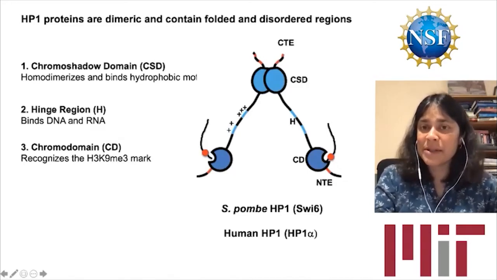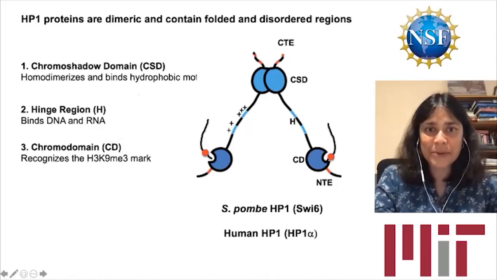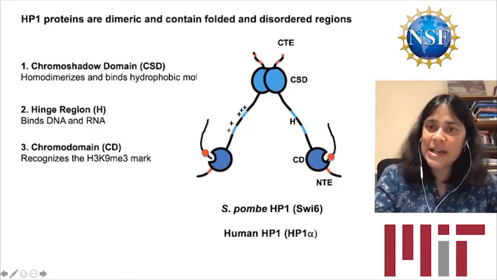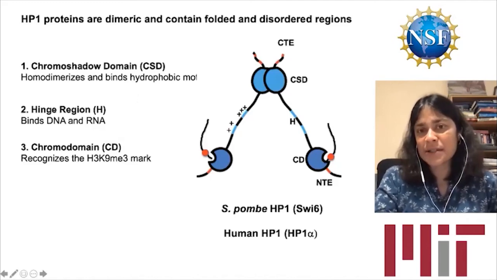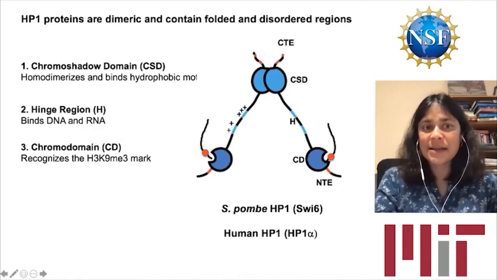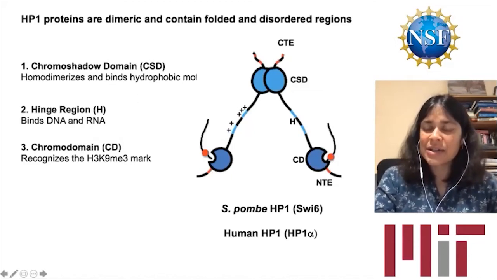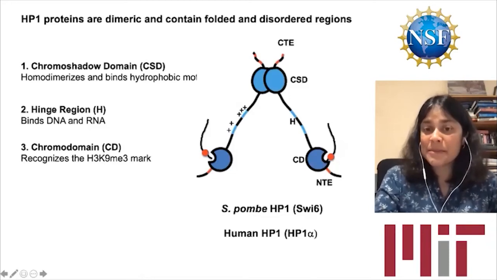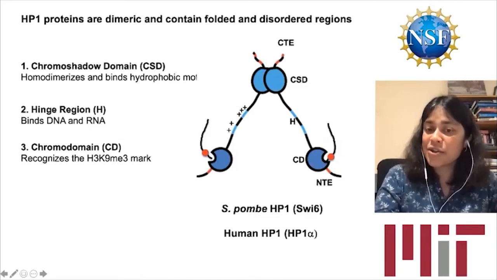forms a dimer and a dimerization interface that binds hydrophobic motifs. It also has three unstructured regions, an N-terminal extension, a C-terminal extension, and a hinge that has positively charged residues, mainly lysines, that bind both DNA and RNA. Now, this dimeric architecture and this overall domain architecture of HP1 molecules is highly conserved. It's conserved all the way from Pombe fission yeast to humans. In Pombe, the main HP1 protein is called Swi6. In humans, one of the main HP1 proteins is HP1 alpha.